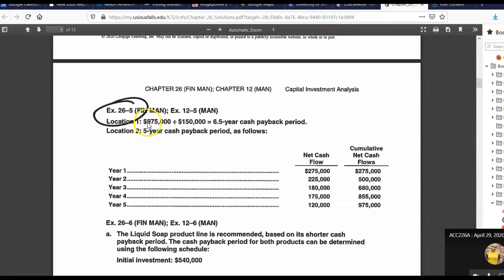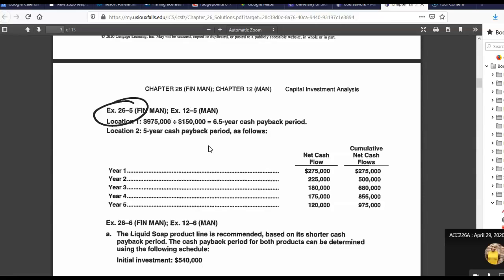Location one is pretty simple. You just take 975, the investment, divided by the cash flows, 150, and it'll take 6.5 years. Very straightforward. Cash payback is the easiest. Location two, we're going to actually have to figure it out. Well, we get 275 in year one. Year two, we get 225. That's a total now of 500, plus another 180, 680, plus another 175, 855. In year five, another 120. Well, ding, ding, ding. Look at that. Perfect number, 975. So location two will take 5 years to pay itself back.